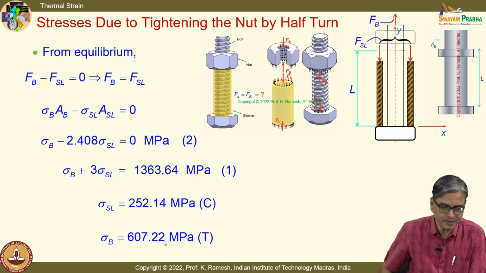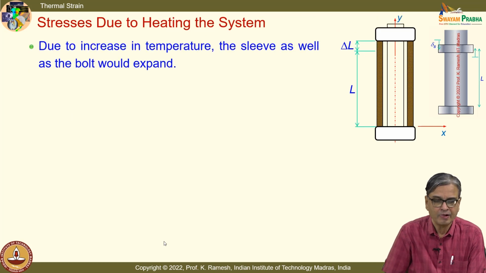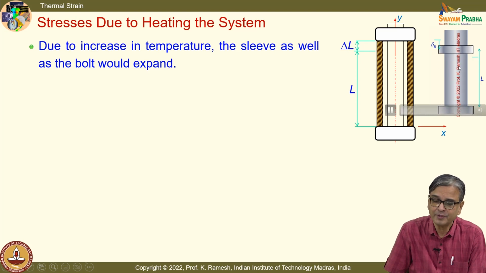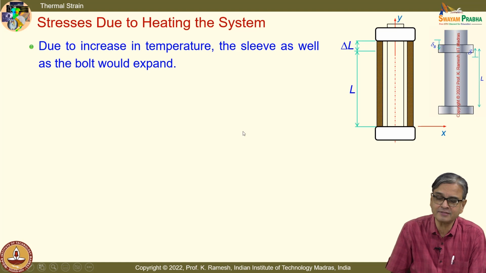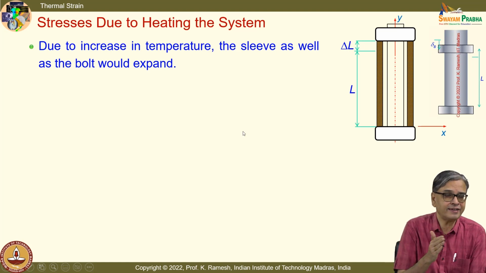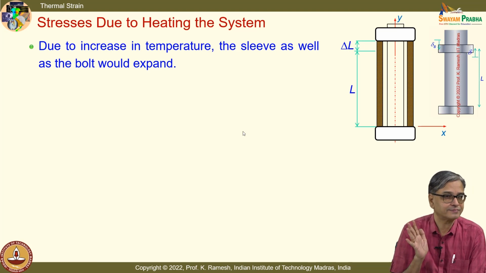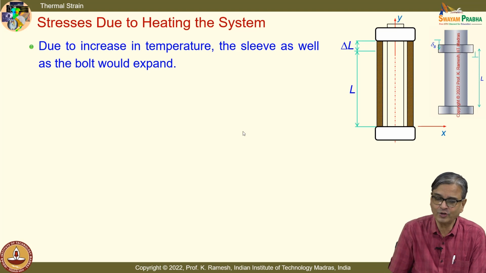So, with two equations you have been able to solve the two unknowns. Now, we will go to the thermal part. See, this is a simplified representation. I have not shown the bolt, I have just shown it to visualize. Because of temperature change, what happens? When there is an increase in temperature, bolt also will elongate, sleeve also will elongate, fine. So, that is what is shown here.